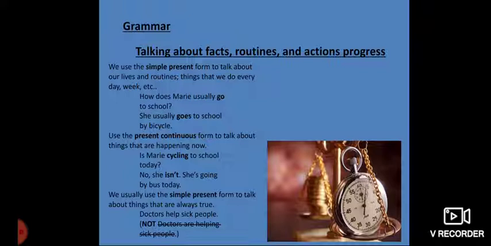Now, at the moment. We usually use the simple present form to talk about things that are always true. We are talking about facts, like doctors help sick people. In general, in life, doctors help sick people. I cannot use the present continuous in this sentence. I cannot say doctors are helping sick people unless I mean now or at the moment. Doctors are helping this patient now. But in general, I'm talking about facts in life. Doctors help sick people.